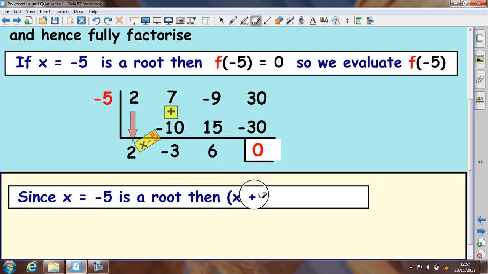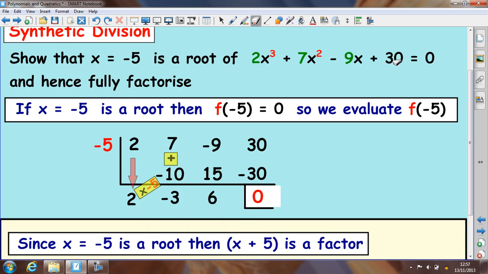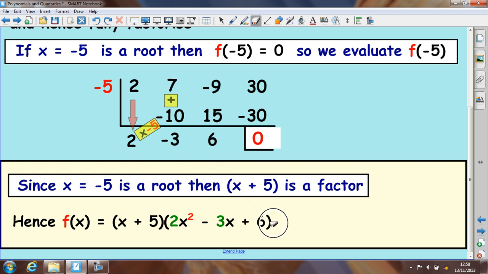So since x minus 5 is a root, that means x plus 5 is a factor of this. What do you multiply this by? Well, again, you look along the bottom. There's your number term, that's your coefficient of x, and that's your coefficient of x squared. So x plus 5 multiplied by this here. Again, there's your 6, there's your minus 3, and there's your 2. Now at this point, you can factorise further. I haven't done it here, but you could factorise that further into double brackets, and we'll do that later on. So you could have x plus 5 multiplied by another bracket, multiplied by another bracket, and that would be it fully factorised.